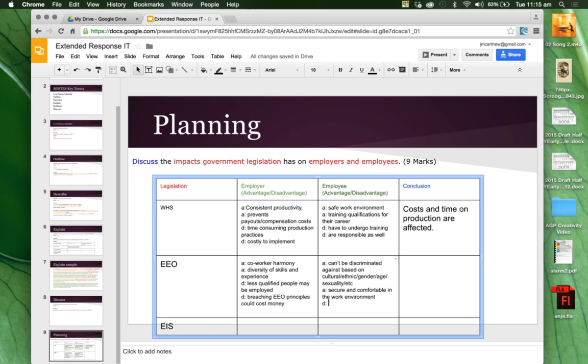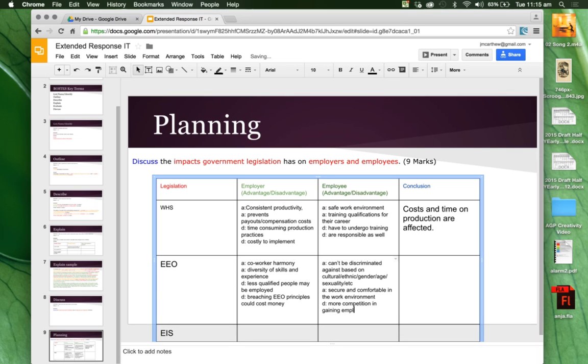Companies can breach it. Yeah, well, they can't breach it, can they? More competition than getting jobs. Yes, absolutely. More competition in gaining employment. What was your one, Laura? I said that the company can breach it. Yeah, because they've got to be careful they don't breach it themselves. So that's what I thought you were getting at.